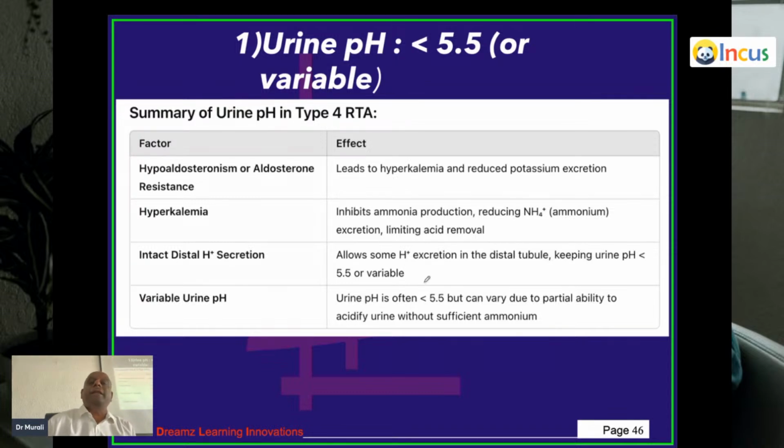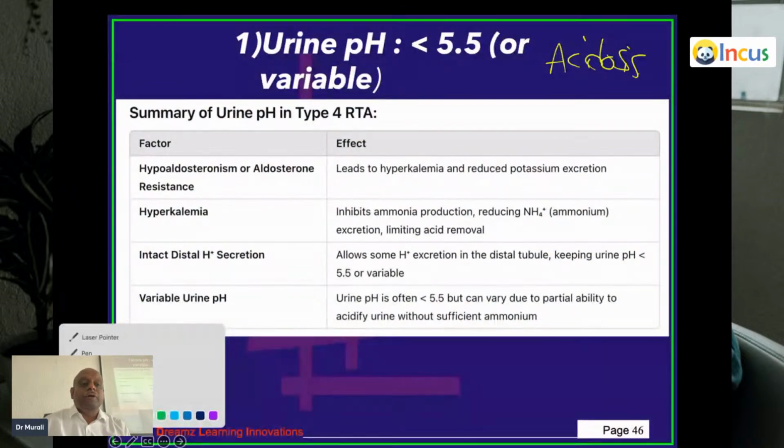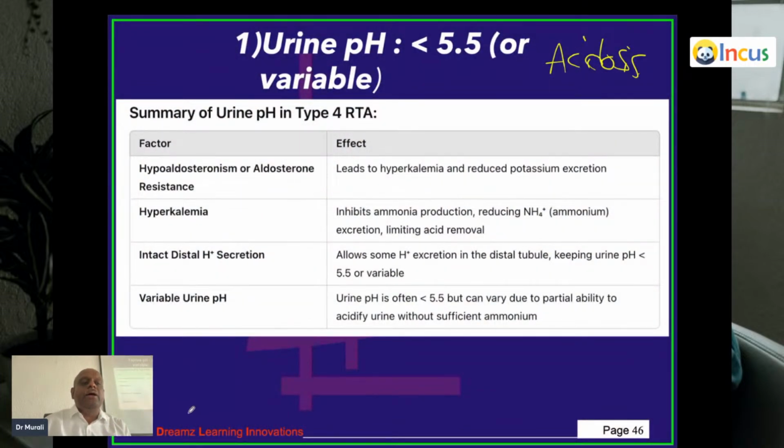Whenever there is an acidosis in the body... What are we talking now? Why is the urine pH less than 5.5 or variable, right? So fundamentally in type 4 RTA, what is the problem? Hypoaldosteronism. That is leading to what? Retention of potassium and reduced potassium excretion.